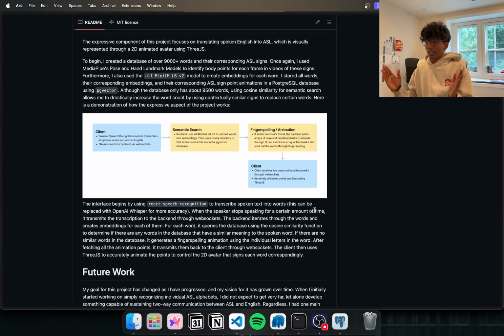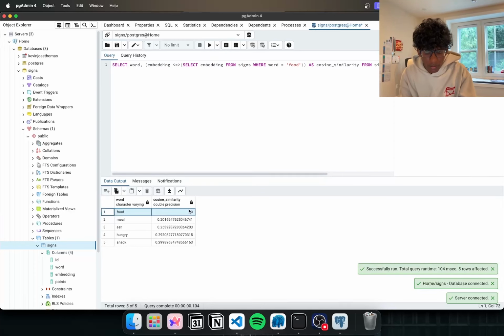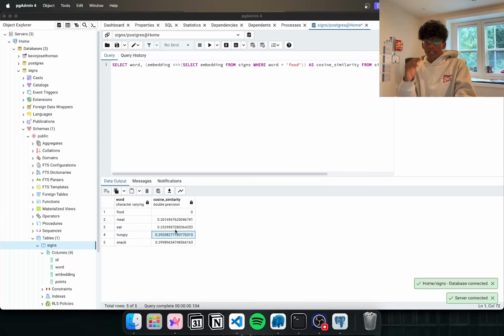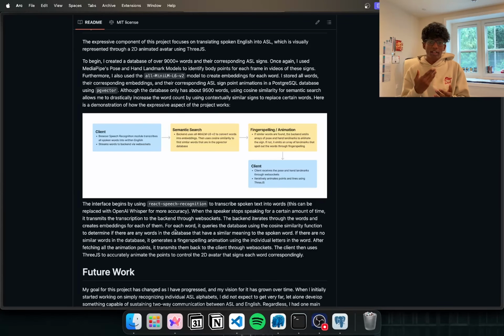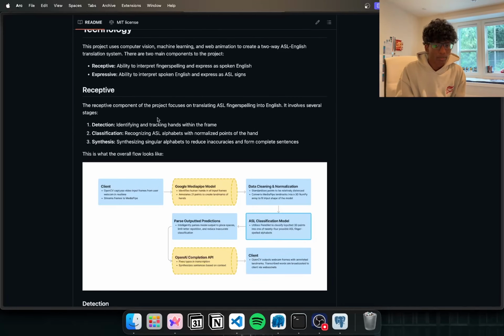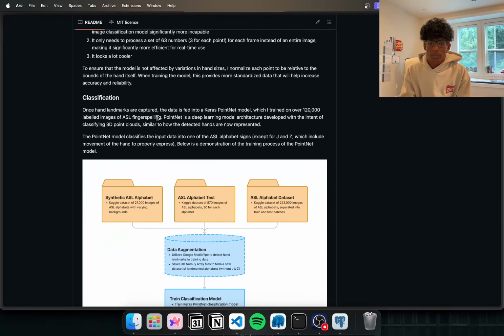To increase the size of the dataset and increase the vocabulary, I stored embeddings of every single word. So, for example, if I was saying the word food, and I didn't have the word food in my database, it would look at contextually similar meaning words like meat, eat, hungry, snack, etc. And if it falls above a certain threshold, then I use the sign for that word instead of the sign for food. This document outlines all the work I did and the processes and how they work, and I'll attach it to the description below. But that's basically how the project works.